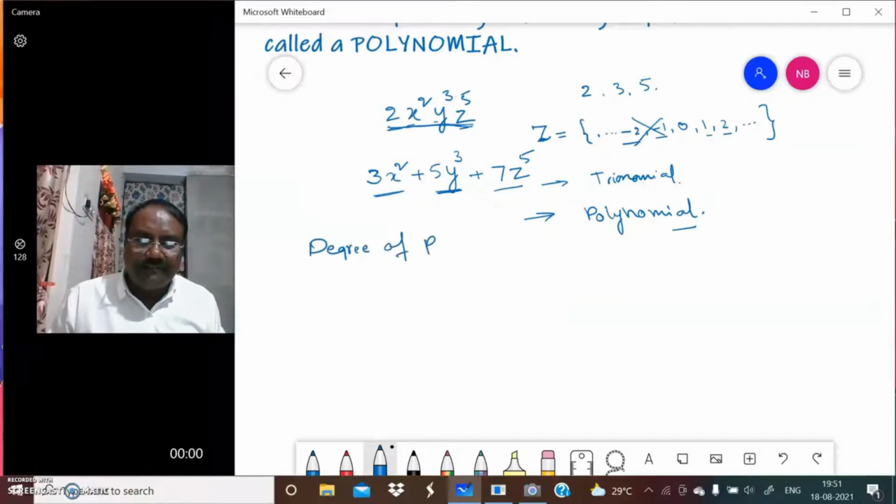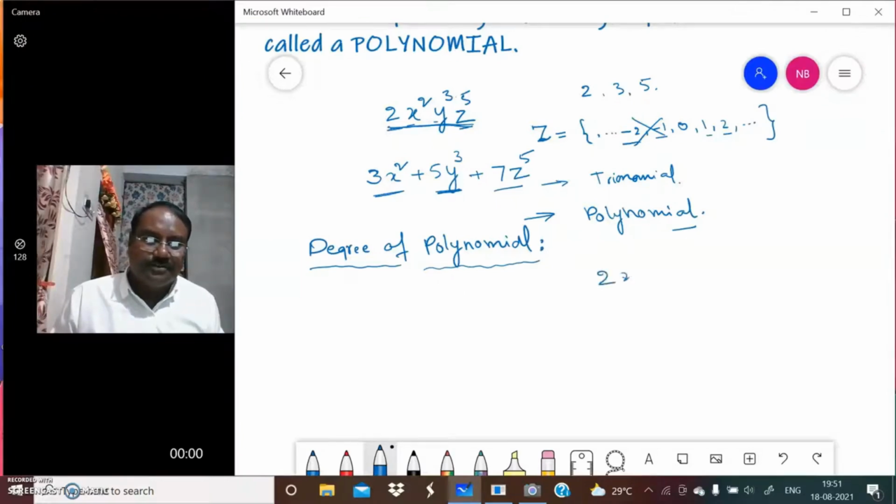How to find the degree of a polynomial? Before finding the degree of a polynomial, we must know how to calculate the degree of each monomial of that polynomial. Now, shall I take the example of this 2x² y³ z⁵. Here the degree of this monomial is found by adding all the degrees of the variables: 2 + 3 + 5, that is equal to 10. Now 10 is the degree of this monomial.